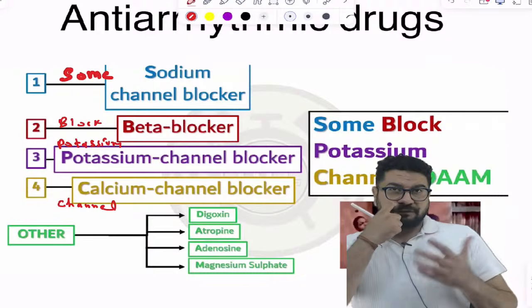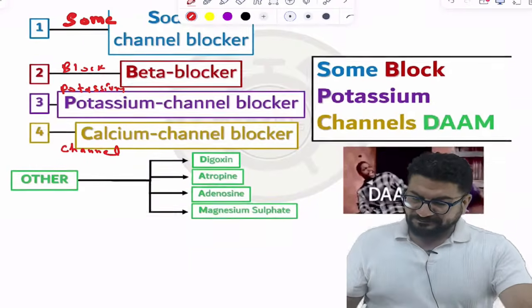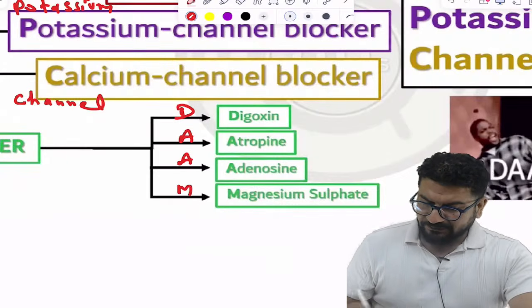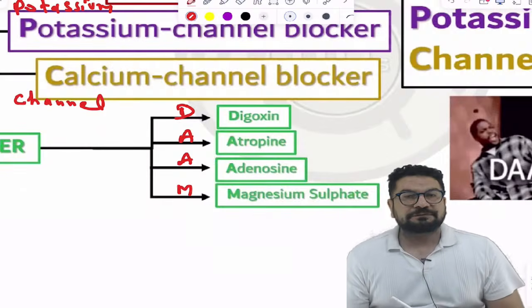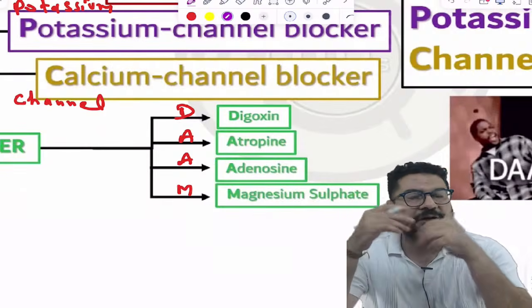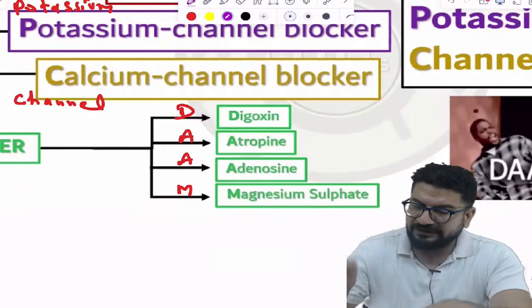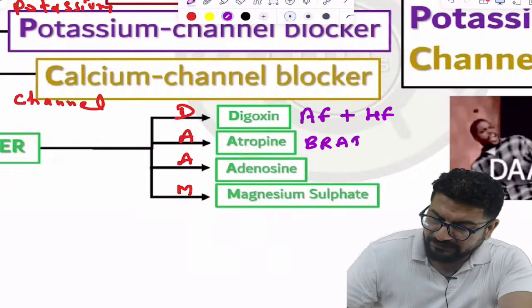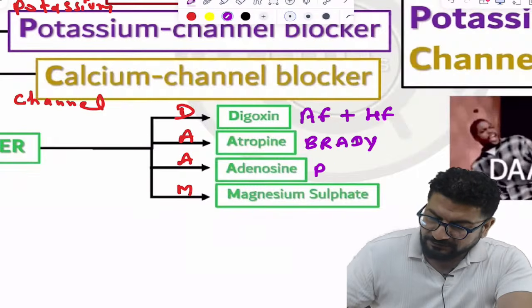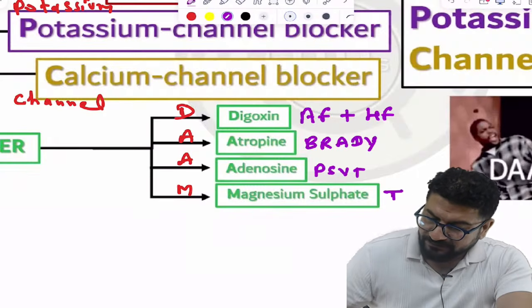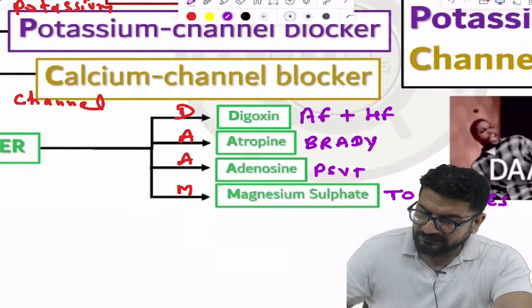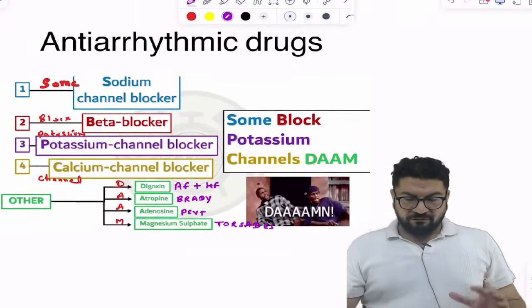Then we have a class called class 5, or you can say other class, or we call this the miscellaneous class. So here we have DAM. DAM is digoxin, atropine, adenosine, MgSO4. In this class 5, all are drugs of choice, all are IV drugs, and all are used in a particular condition. Like digoxin you will use whenever a patient has atrial fibrillation plus heart failure. Atropine we will use in patients with bradyarrhythmia. Adenosine is used in patients with PSVT, and MgSO4 you will use in a patient with torsades. So these are all MCQs. Remember the Vaughan-Williams classification.